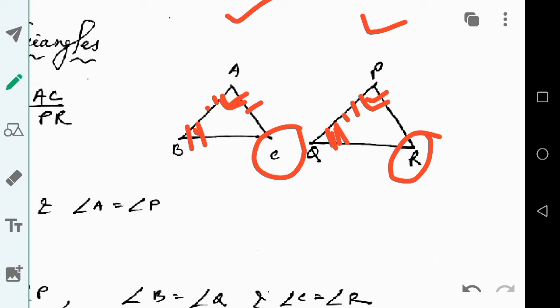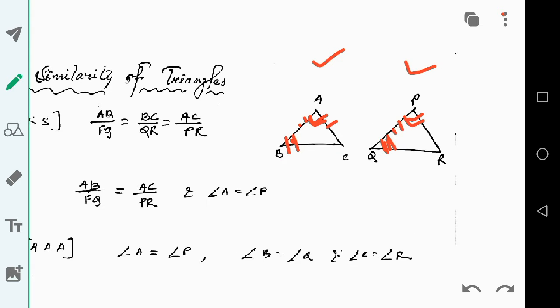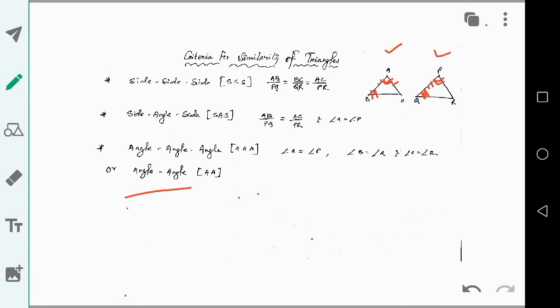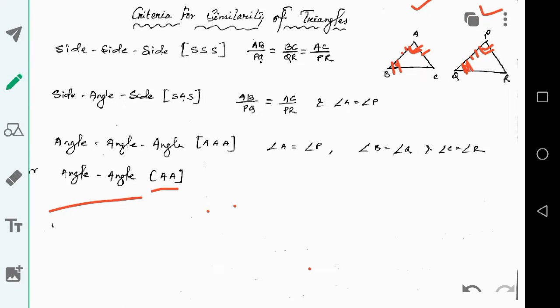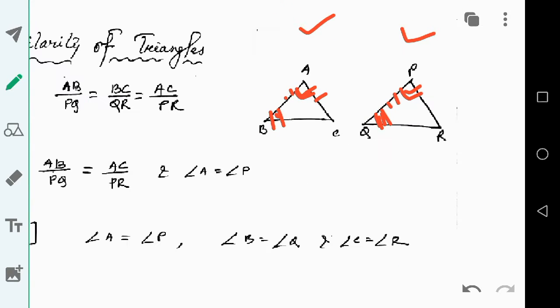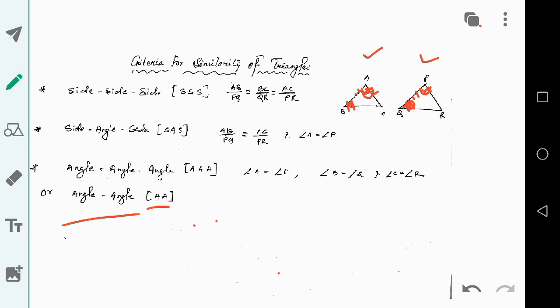So that's why two pairs of angles, that means this criteria of angle angle only, is sufficient. We are showing two angles of this triangle and two angles of this triangle are equal, so that is also sufficient. So these are the criteria.